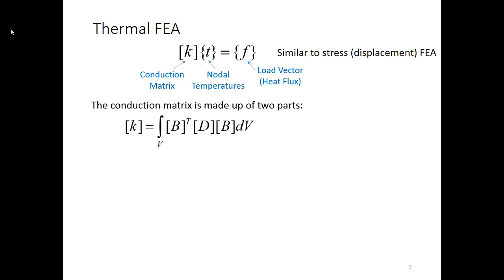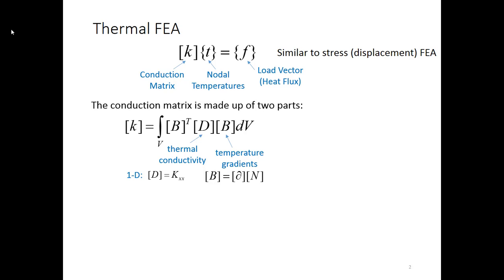It is made of two parts, and the first part looks very similar from stress analysis. In fact, it's the same formulation as stress analysis. We've got B transpose times D times B integrated over the volume of the element. Here, D represents thermal conductivity. So again, it's a material property, but rather than being the elastic properties of the material, it's the thermal conductivity of the material. And that's going to be given in a 2D problem just by Kxx, Kyy as a diagonal matrix. The B represents the temperature gradients, so the derivative of the temperatures as a function of position.